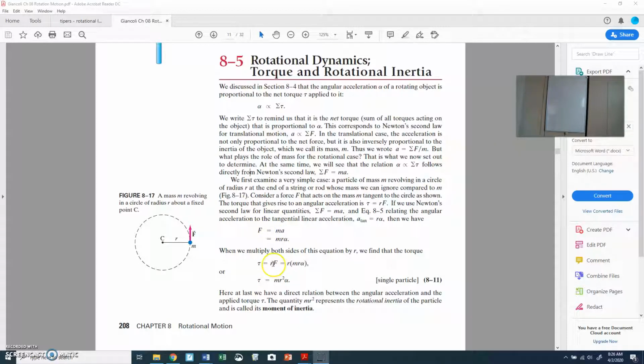Now, torque is a force applied at a certain distance from the axis of rotation. So force times that radius from the axis of rotation. We did some fancy substitution, m r alpha in for force, and we get m r squared alpha. Now that m r squared is representing what we call the moment of inertia, or rotational inertia.